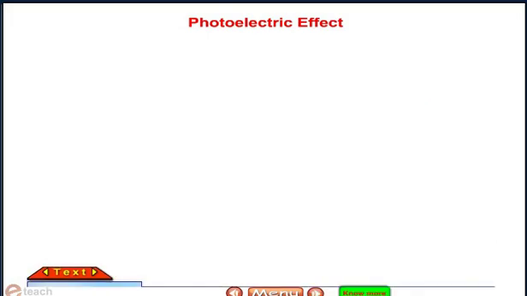The values of work function W0 for few metals are shown.